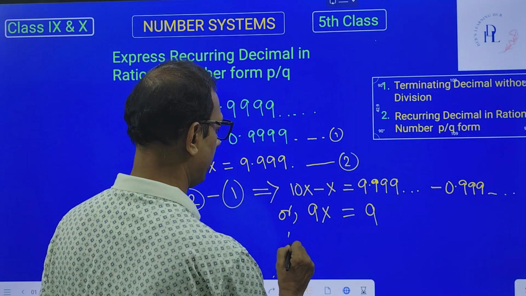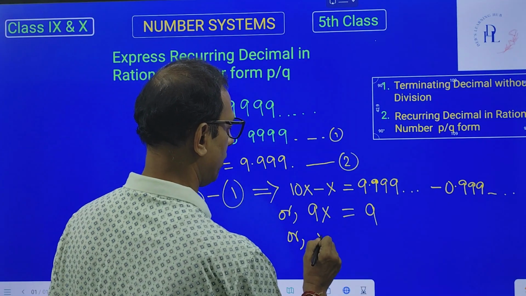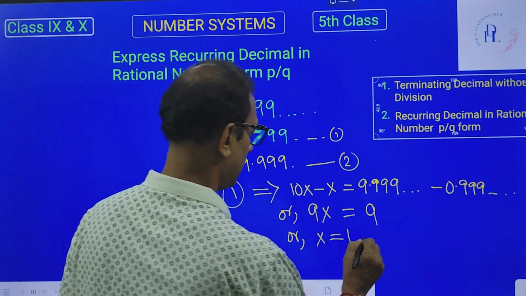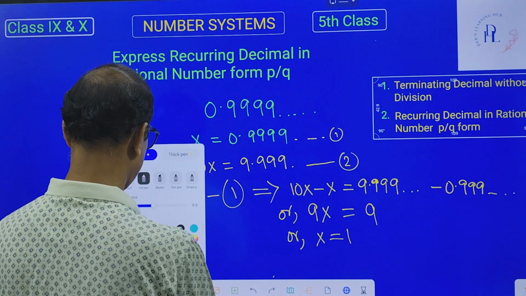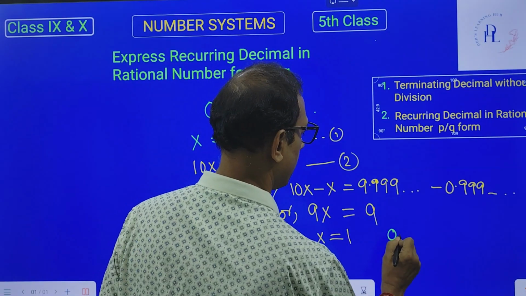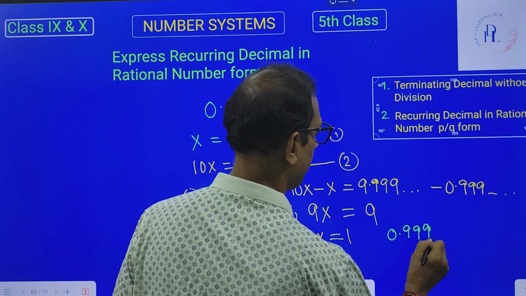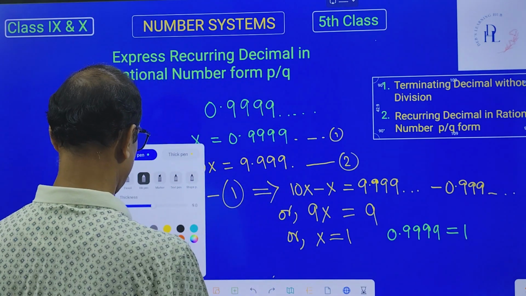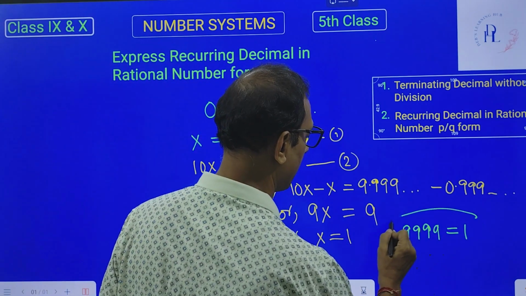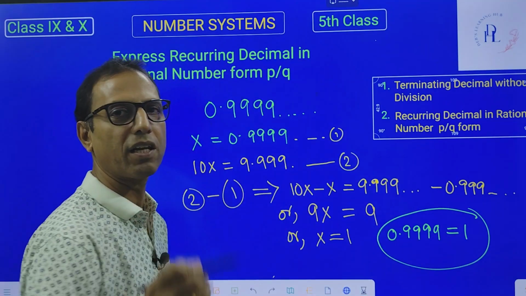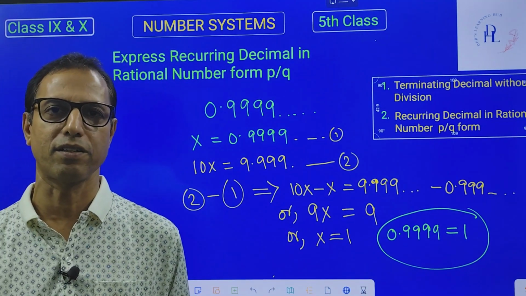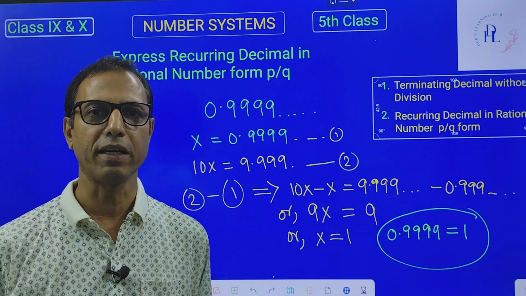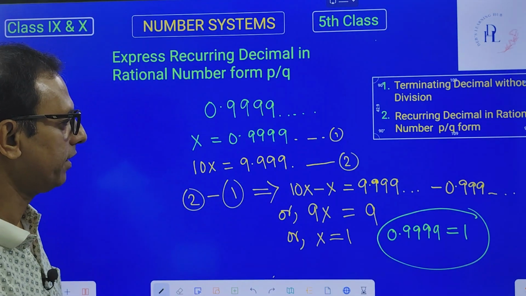So 9x equals 9, that is x equals 1. That means 0.9999 recurring is equal to 1. This is your answer. So 1 is a natural number, and we know already any natural number is also a rational number, right? Because you can express it in the form p by q, where q equals 1, right?